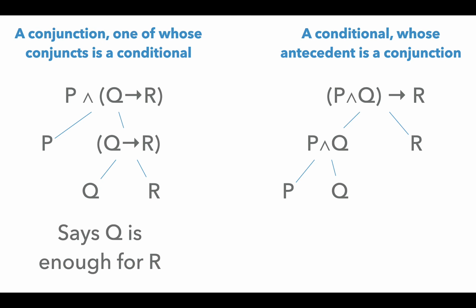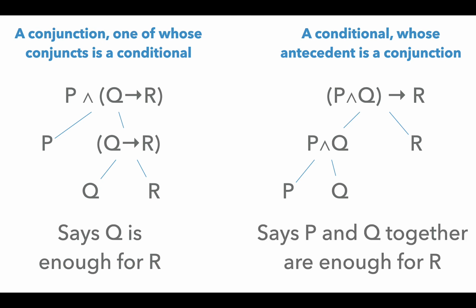Also, this one says, what's enough for R? Q, by itself. This doesn't say that. It says P and Q together, they're enough for R. Is Q enough for R? Maybe, I don't know. I definitely know that P and Q are enough for R, says that sentence. It doesn't say whether or not Q by itself is enough for R.